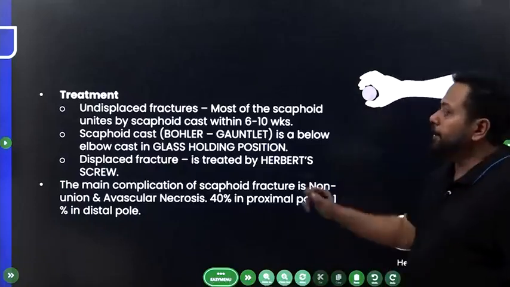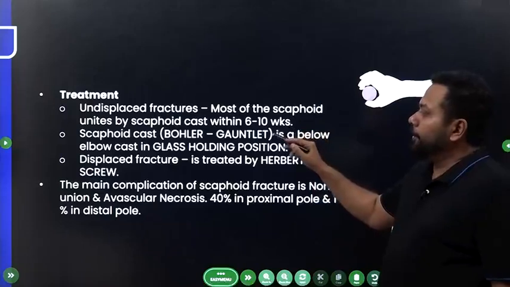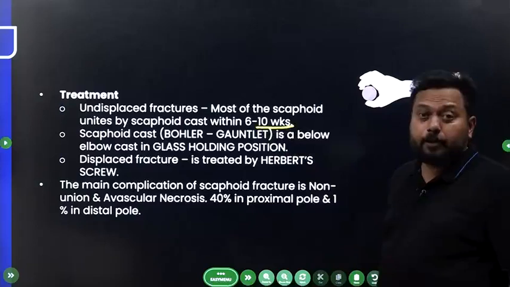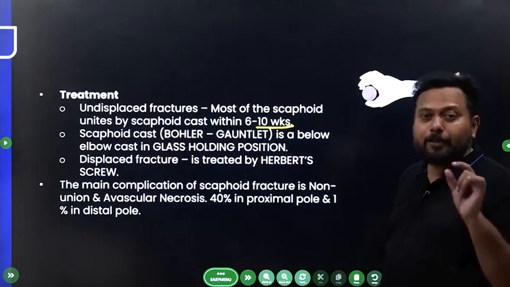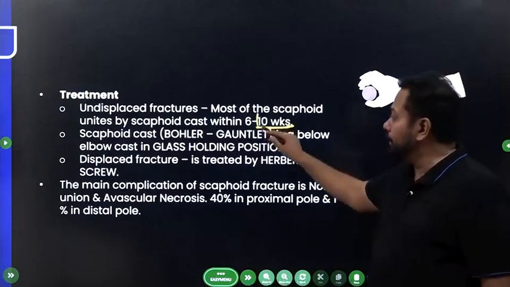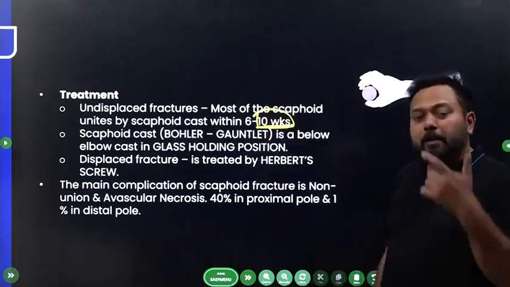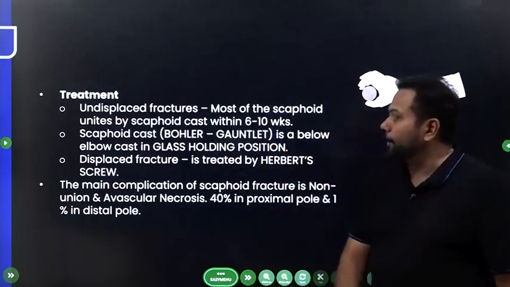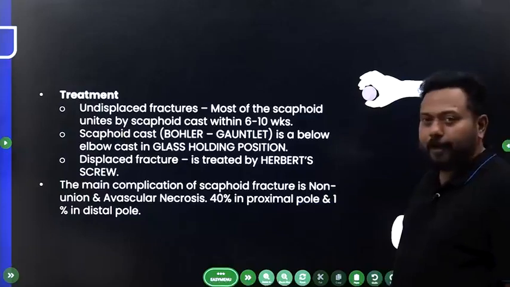Coming to treatment, in undisplaced fracture scaphoid, most of the scaphoid unites by scaphoid cast for 10 weeks. To my knowledge, even very long bones like tibia or humerus or radius and ulna, we are immobilizing only for 6 weeks. Such a small bone, we are immobilizing for 10 weeks. You take the textbook and refer. It is because of the fear of avascular necrosis. So undisplaced scaphoid fracture is mostly treated with 6 to 10 weeks of scaphoid cast.